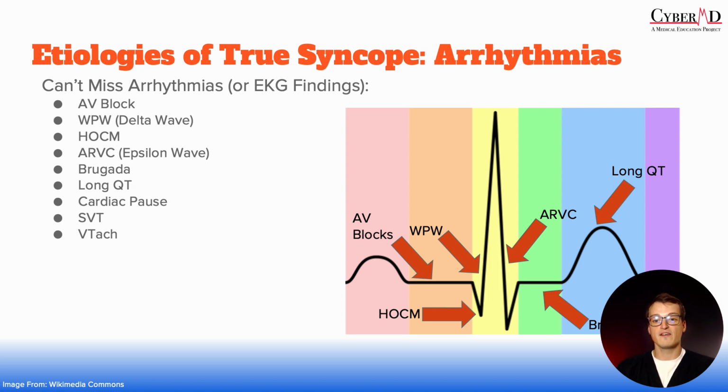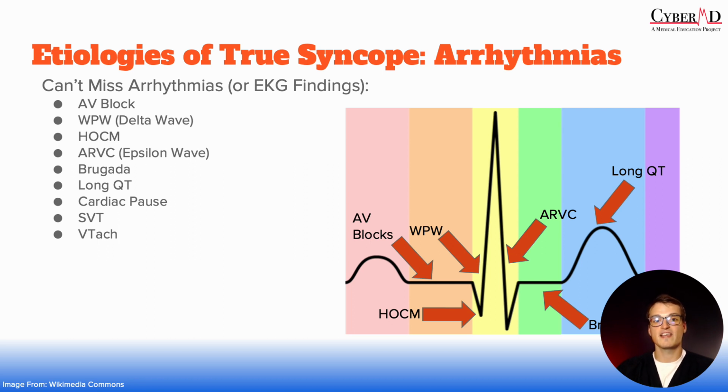Then we can evaluate for HOCM. HOCM is another critical condition, and that's going to be characterized by asymmetric septal hypertrophy. And that's septal hypertrophy in the ventricles. EKG findings are often going to show deep, narrow Q waves, particularly in the inferior and lateral leads. And it's going to be essential to identify HOCM as it is a common cause of sudden cardiac death in young individuals. And this isn't an arrhythmia, but it still can lead to significant EKG findings.